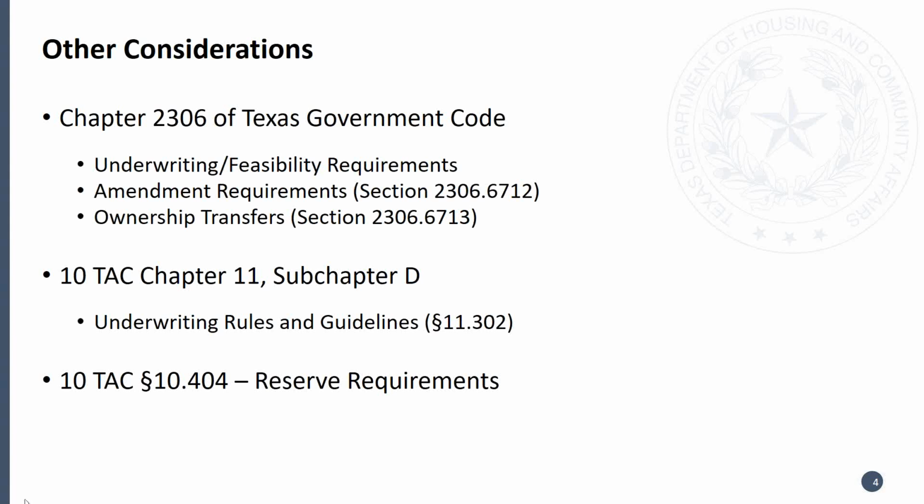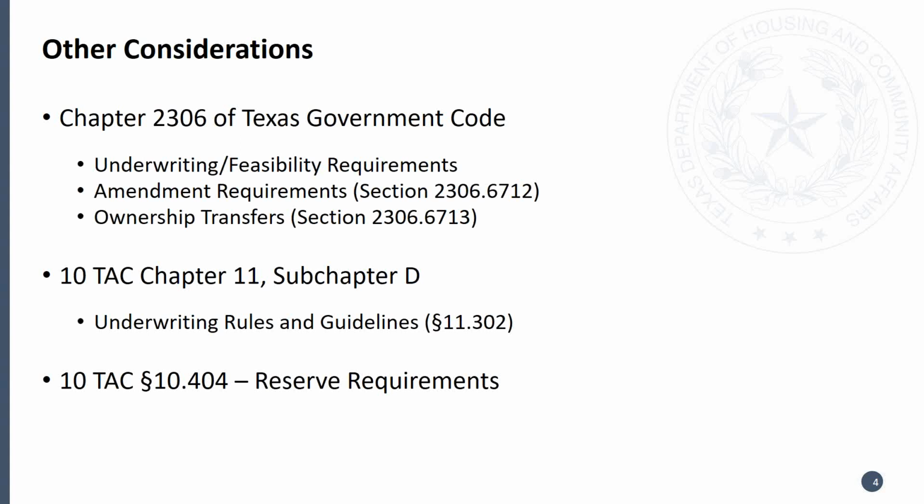Amendment requirements. One of the things that we do at cost certification is confirm that the development as built is the same or not significantly different than what was proposed at application. That section of Chapter 2306 deals with what is considered material. So one of the checks that we do at cost certification is go through the list of items and compare what was proposed at application to what was actually built.